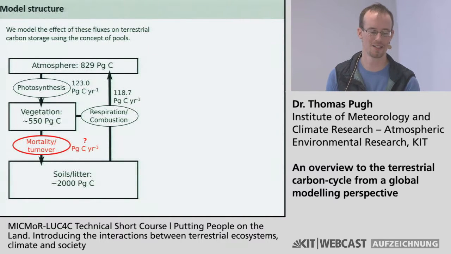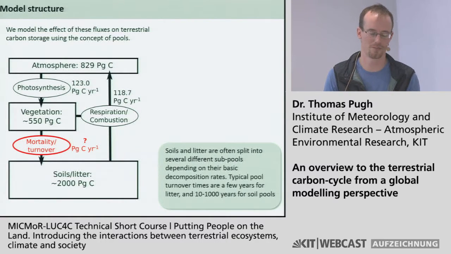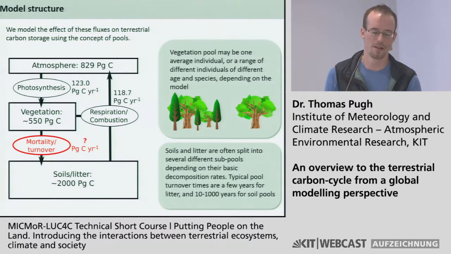How do we put these all together? We do this using the concept of pools, as I mentioned for soil. So there's a pool of carbon in the atmosphere. We take this up through photosynthesis, and it goes into a pool of carbon in the vegetation. And the vegetation dies, or it turns over, and it goes into a set of soil carbon pools, which vary in their lifetime, as I mentioned. And the vegetation pool, we have different ways of representing this and linking it with the actual vegetation we see outside. So it might be that we represent our vegetation through a single average individual, which has characteristic features, or a whole range of different individuals, and this depends on the model we're using.